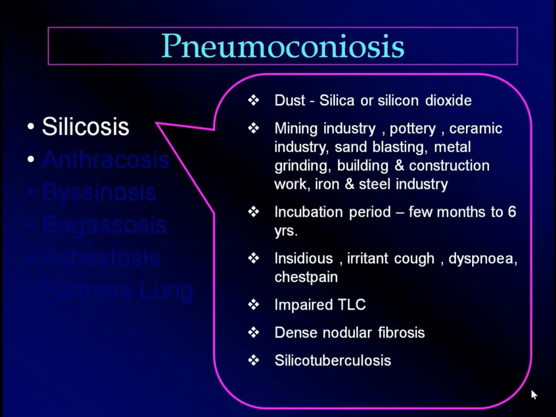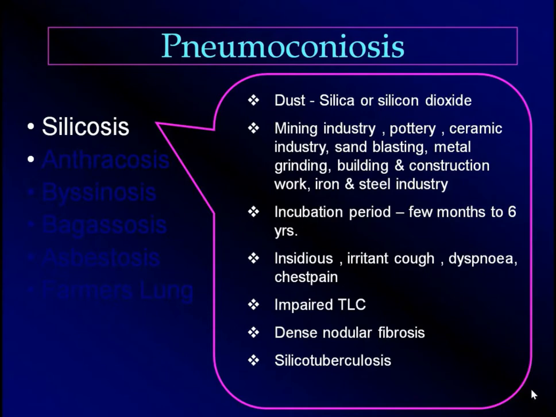Because the patient gradually develops a fibrotic condition in the lungs, there is impairment of total lung capacity. That is because of dense nodular fibrosis formed in the lungs. Silicosis is also most commonly associated with tuberculosis; patients are more prone to tuberculosis. That condition is called silicotuberculosis. This is important: people with silicosis are more prone to tuberculosis, and that condition is called silicotuberculosis.